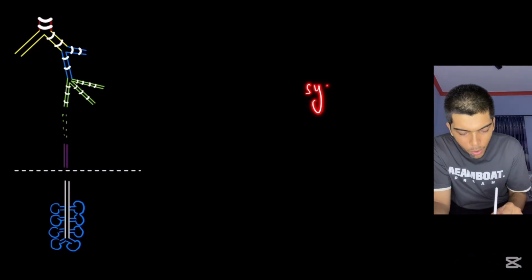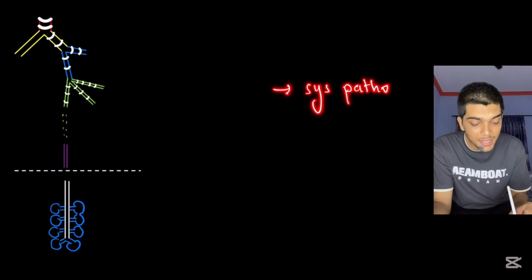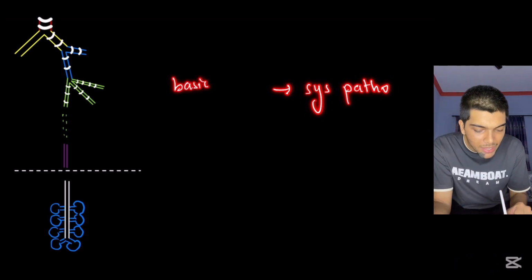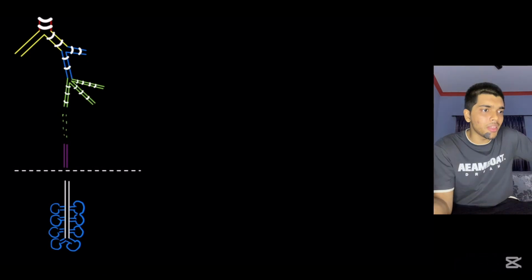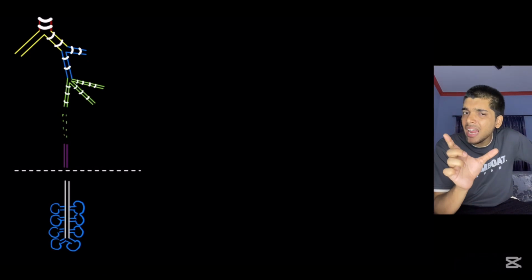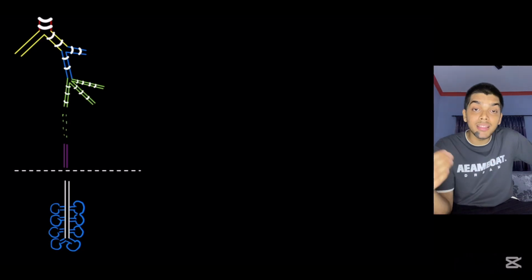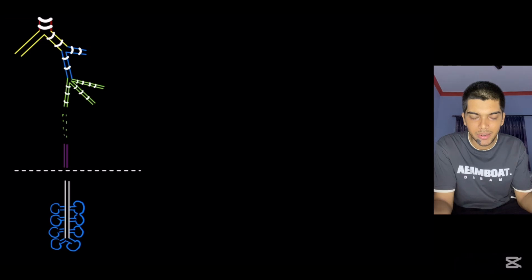Before studying any systemic pathology, you need to know the basic anatomy of that system. Keeping in mind that you know nothing about the respiratory system, first I'm going to teach you the basic anatomy of the respiratory system, and then we'll get into the pathologies. So, basic anatomy of the respiratory system.